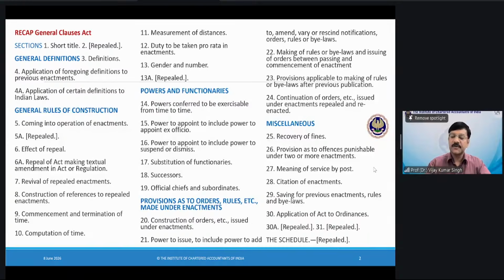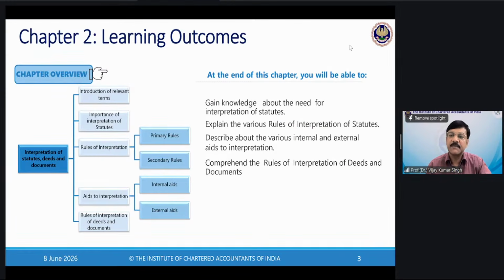So under the interpretation of statutes, the learning outcome of this chapter says that after the end of this chapter, you should be able to gain some knowledge about the need for interpretation of statutes. Why do we actually require interpretation of statutes? You should be able to explain the various rules of interpretation of statutes, and also explain or describe various internal and external aids to interpretation. Aids means help. So external help or internal help to interpret a law, that you should be able to do. And you should be able to comprehend the rules of interpretation of deeds and documents.